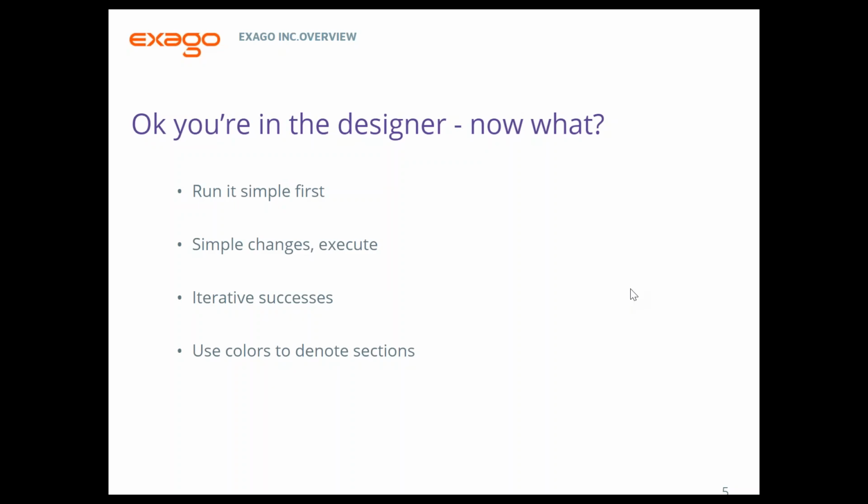Okay, so you're in the designer. Now what? Run it simple first, and this is what I just said. Don't make any changes, just run it and give them a look at what they've got. Now, from there, make simple changes and execute in between each change. So iterative successes, and this is a main idea that we tie back to from the Express view.